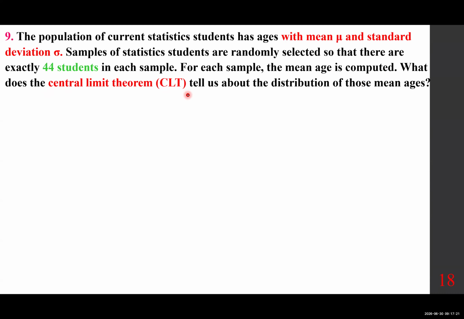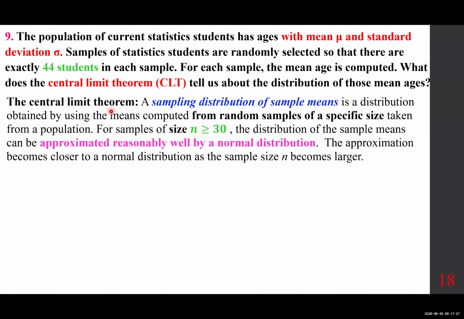So let's discuss the CLT, short for the central limit theorem. The sampling distribution of the sample means is the distribution obtained by using the means computed from random samples of a specific size taken from a population. For samples of size n larger than or equal to 30, the distribution of the sample means can be approximated reasonably well by a normal distribution. The approximation becomes closer to a normal distribution as the sample size n becomes larger.